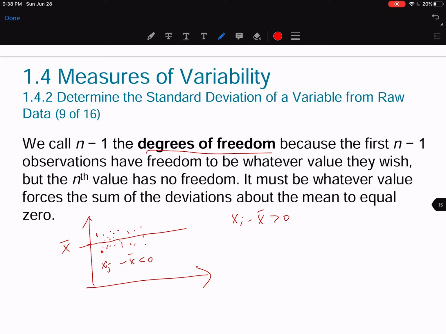But why is n-1 the degrees of freedom? Because the first n-1 observations have freedom to be whatever value they wish. But the nth value has no freedom. It must be whatever value forces the sum of the deviations about the mean to equal 0.